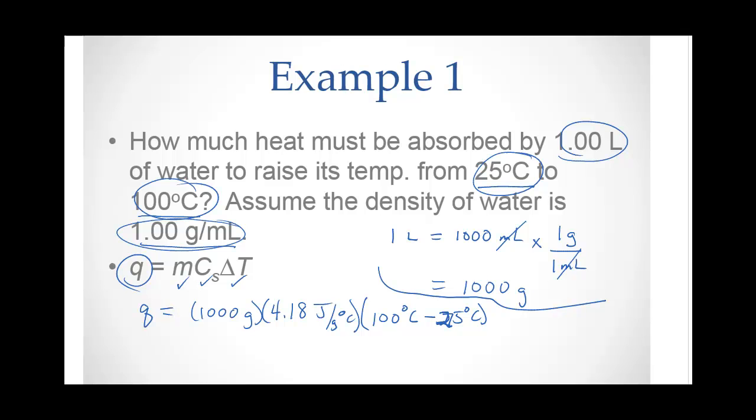And I believe we have 3 sig figs using 4.18, our 1.00. Temperature might only be 2, but let's go ahead and call this 3 sig figs for now. 3.14 times 10 to the 5th. And what would our units be? Grams cancel. Degrees Celsius, so our delta is going to be in degrees Celsius, which will cancel with that degrees Celsius. And as you'd expect, for the amount of heat absorbed, it should be a unit of energy, and the unit of energy is joules.